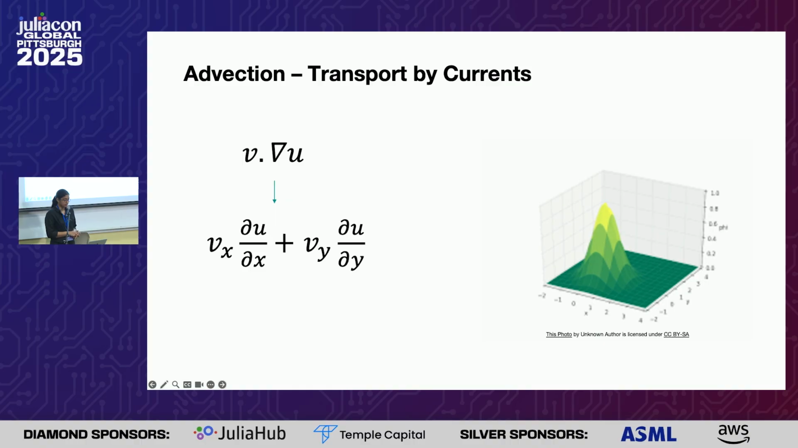The plot gives us a visual of how the concentration field might look at a specific moment in time. Overall, advection is a process that takes this entire peak and moves it across the domain, following the direction of the current.